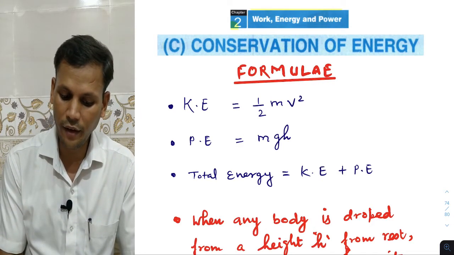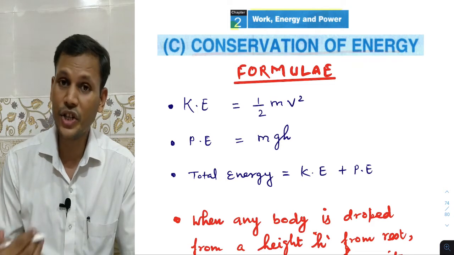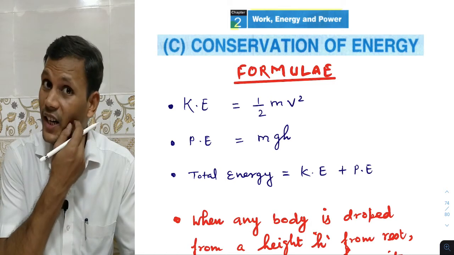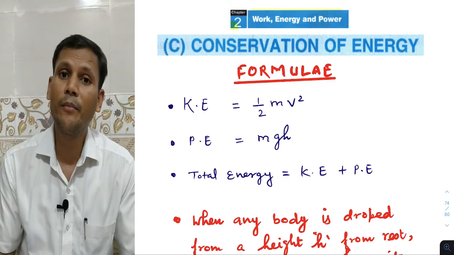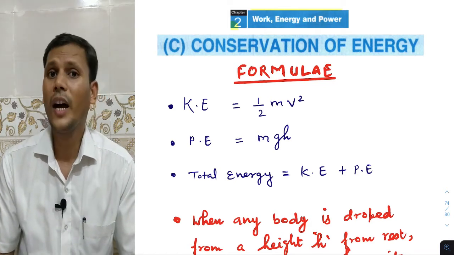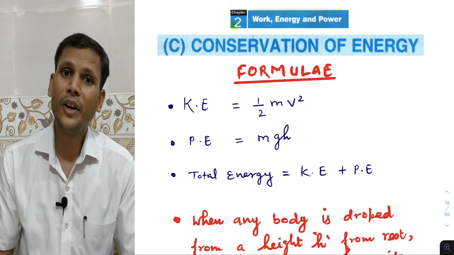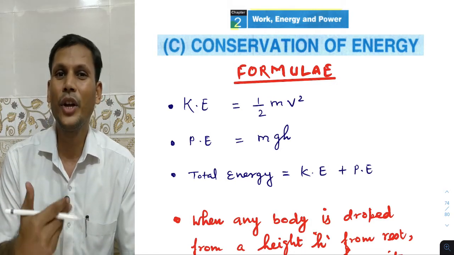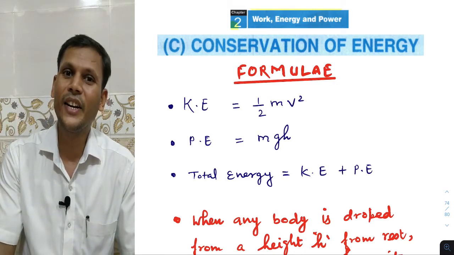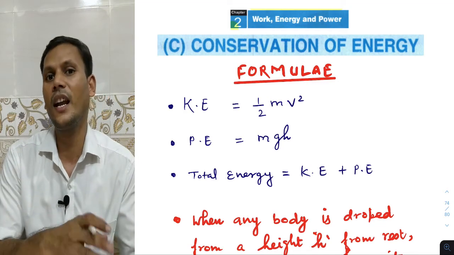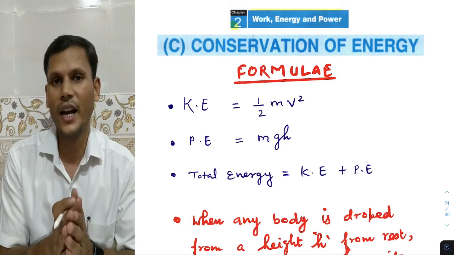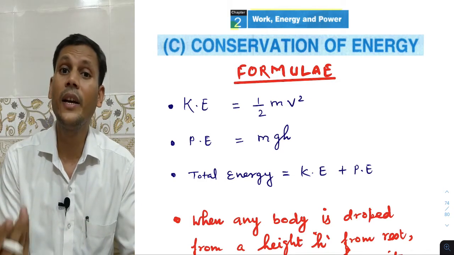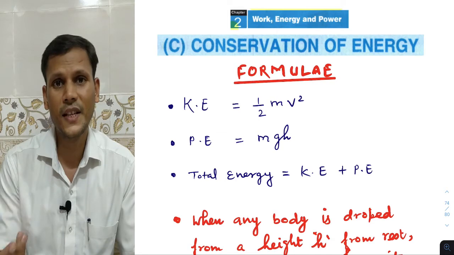First we have the formulas we have studied in conservation of energy. What was the statement? Energy can neither be created nor be destroyed. It can be converted from one form to another form. In the previous video we observed that kinetic energy was converted to potential energy and potential energy was converted to kinetic energy.